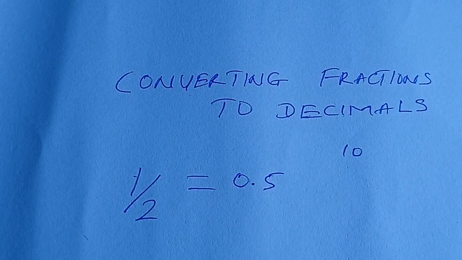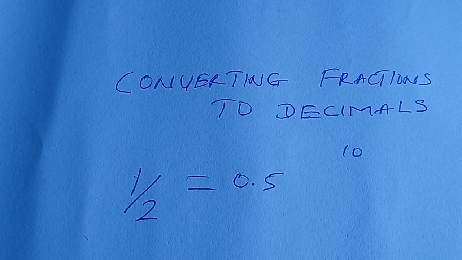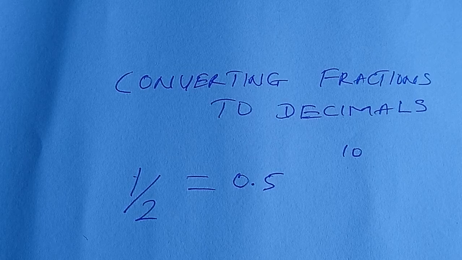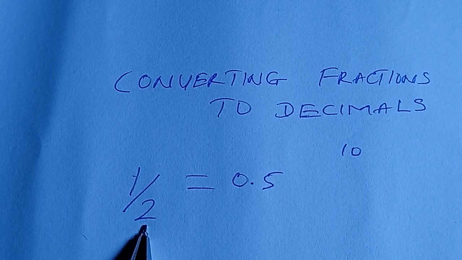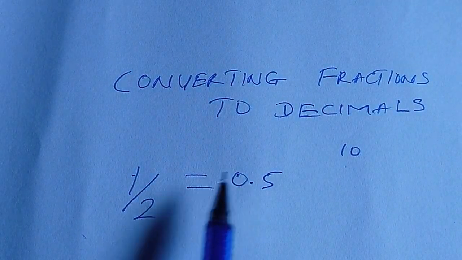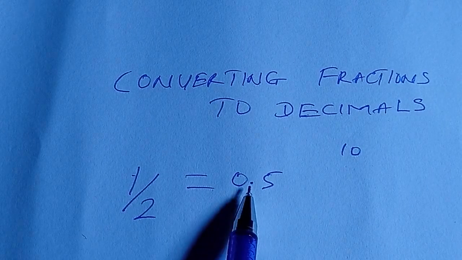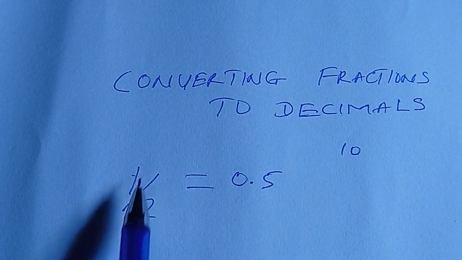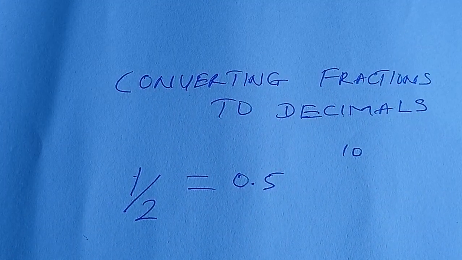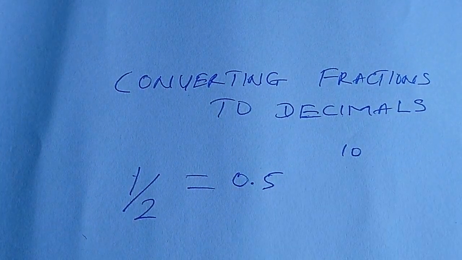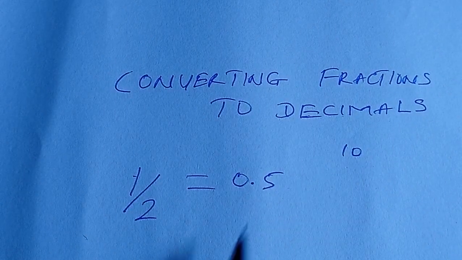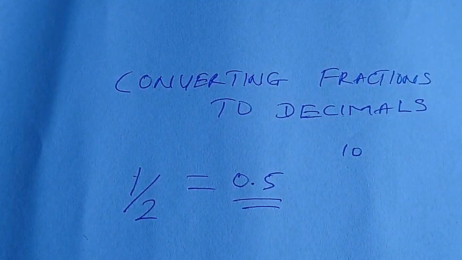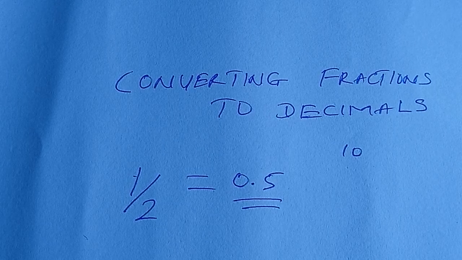That's how it came about. You can also use your calculator: 1 divided by 2 will give you 0.5. Why? Because 2 divide 1 is 0, it cannot divide it, so we introduce a point, and that point automatically brings a 0 up to the numerator, which makes it 10. Now 2 divide 10 will give you 5. That's how we got 0.5 as the answer.